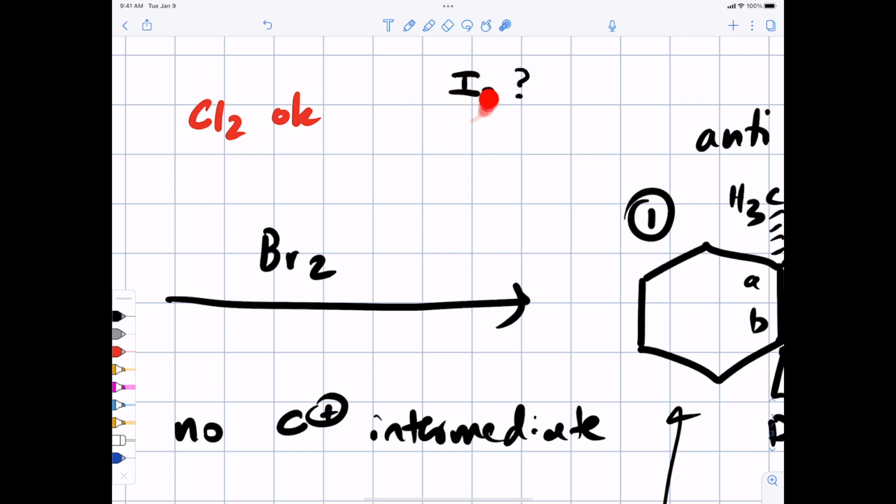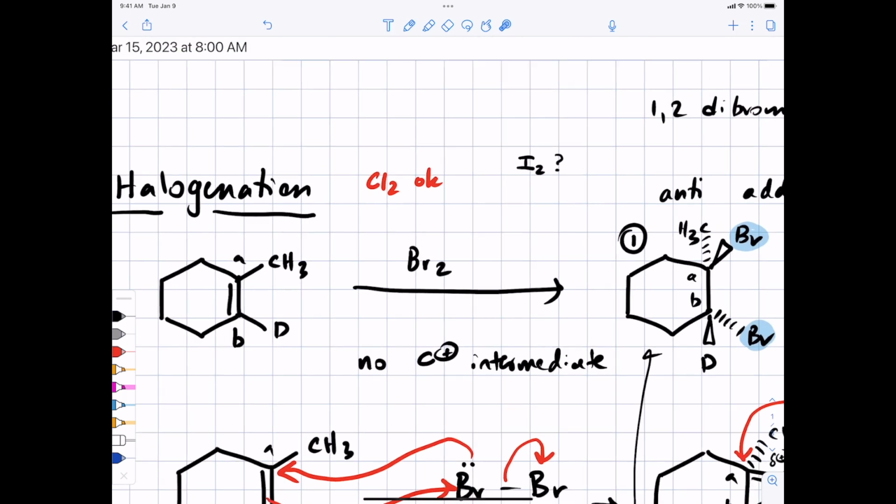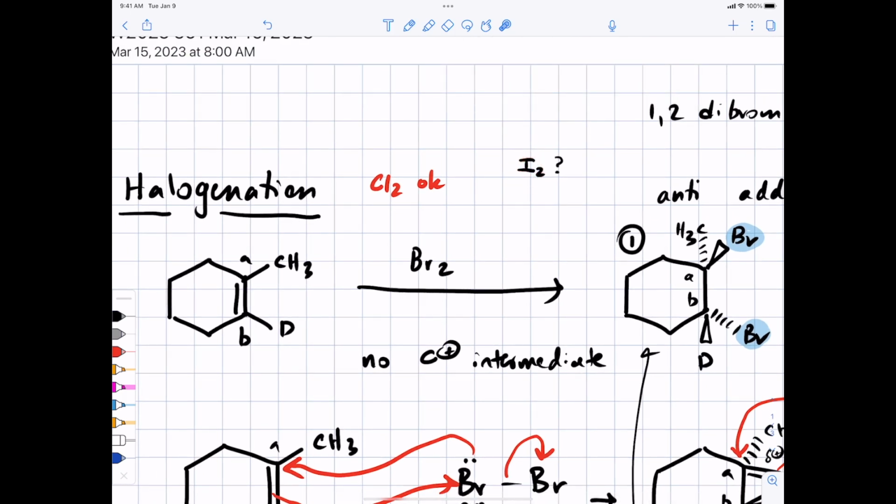I2 is actually a solid, Cl2 is a gas, Br2 is a liquid. Working with any of these is kind of difficult. I2 is maybe a little bit easier because it's a solid. I don't know. Somebody knows, I just don't. But you can use Cl2 and Br2 interchangeably here. Okay, what else?